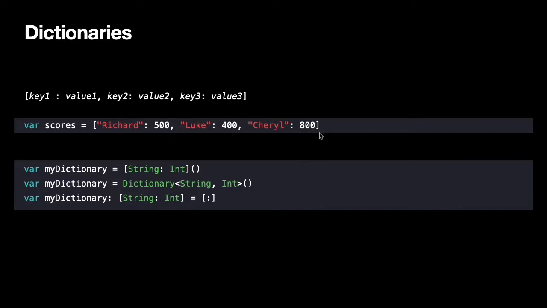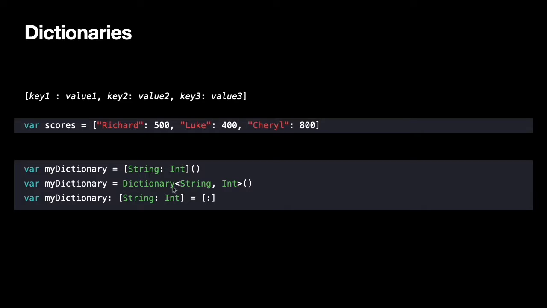Here's a way to instantiate an empty dictionary of type string to integer, and we're using the type. We use the square brackets, and then we have the type, and then a colon, and then the value type. So the key type, and then a colon, and then the value type. And then we're using the empty initializer, which will result in an empty dictionary of this type.